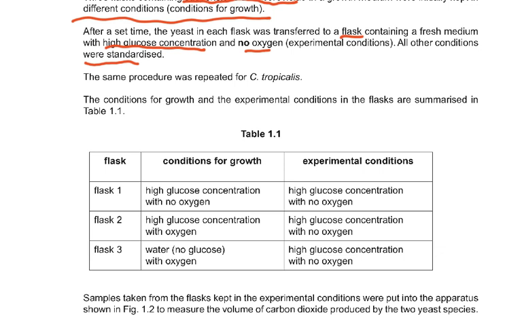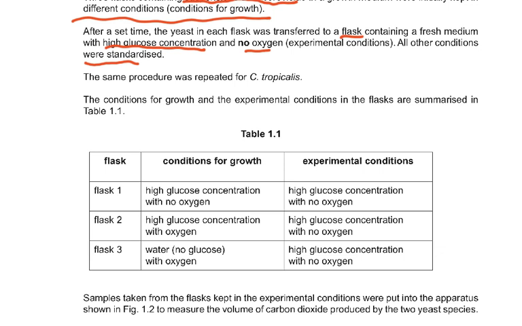So flask 1: high glucose, no oxygen. Experimental conditions: high glucose, no oxygen. Conditions for growth: high glucose with oxygen, high glucose concentration with no oxygen. So those are the conditions for growth in flask 2, but in experimental conditions it was like this. Flask 3: water with oxygen, and experimental conditions, high glucose concentration with no oxygen.